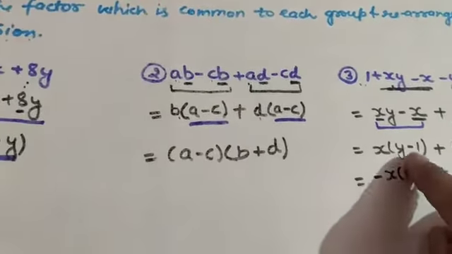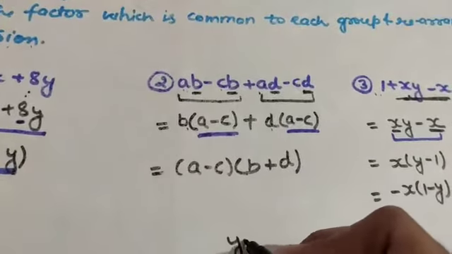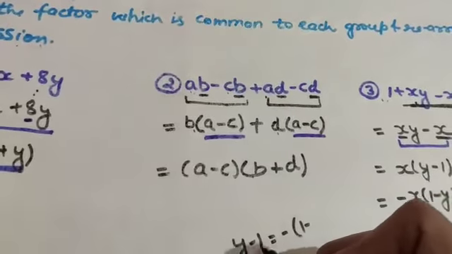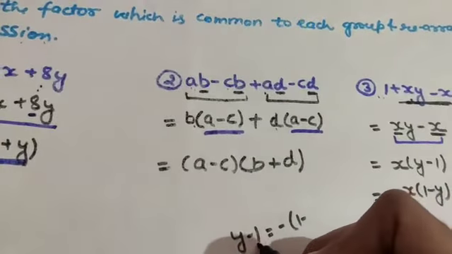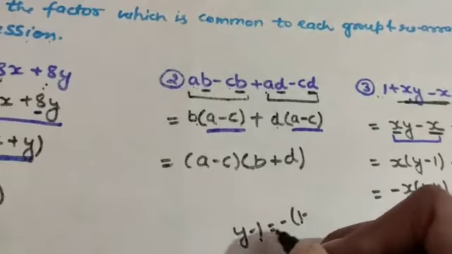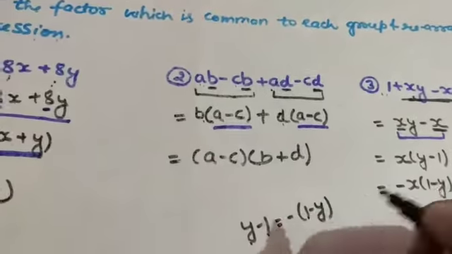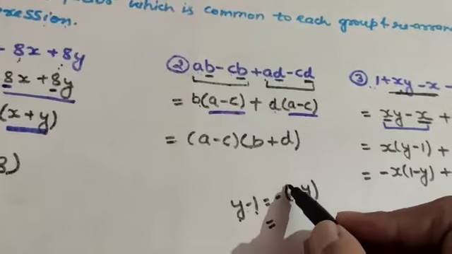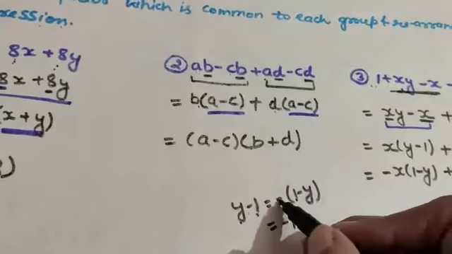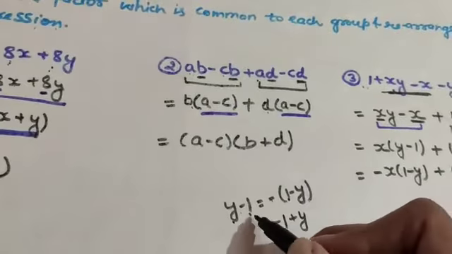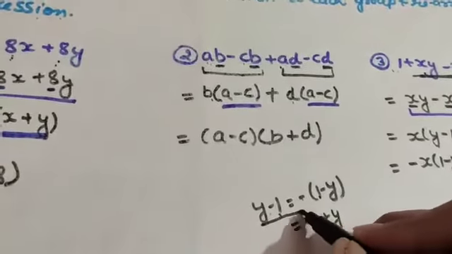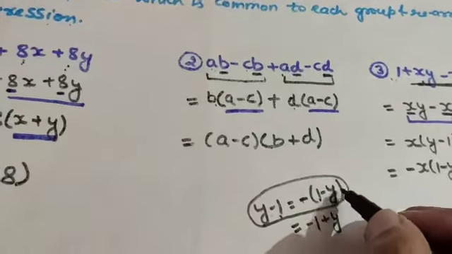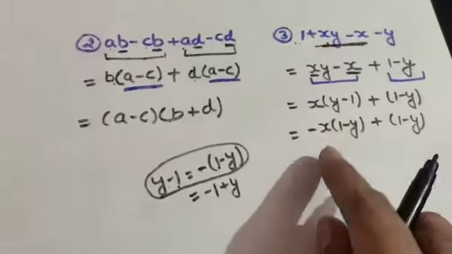Why have I done this? Because y minus 1 is equal to minus of 1 minus y. When we take out the minus sign common, negative 1 will become positive and positive y will become negative. You can cross check this, these two will be equal. Open the bracket: minus 1 minus minus y is plus... minus 1 times 1 is minus 1, and minus times minus y is plus y. These are equal, so we can write y minus 1 as minus common with 1 minus y in the bracket. So I have done this.